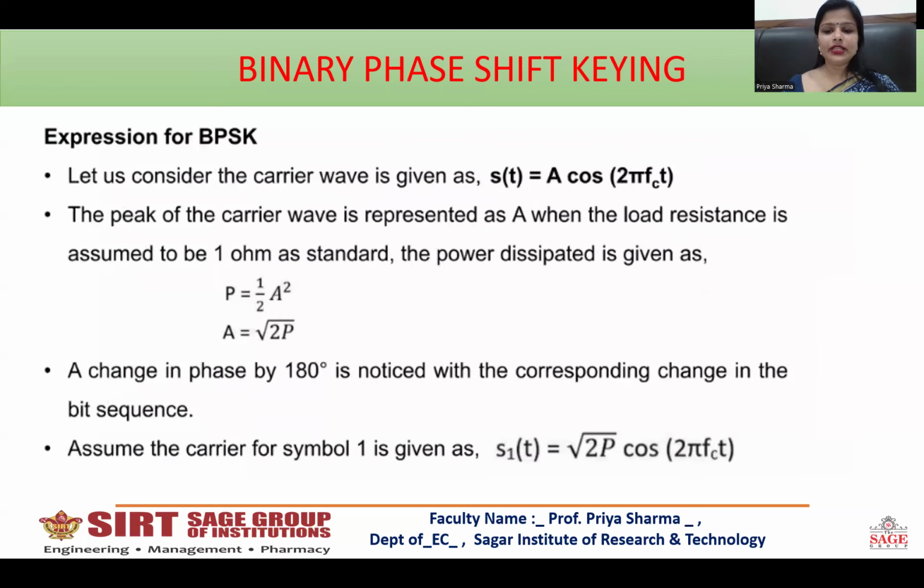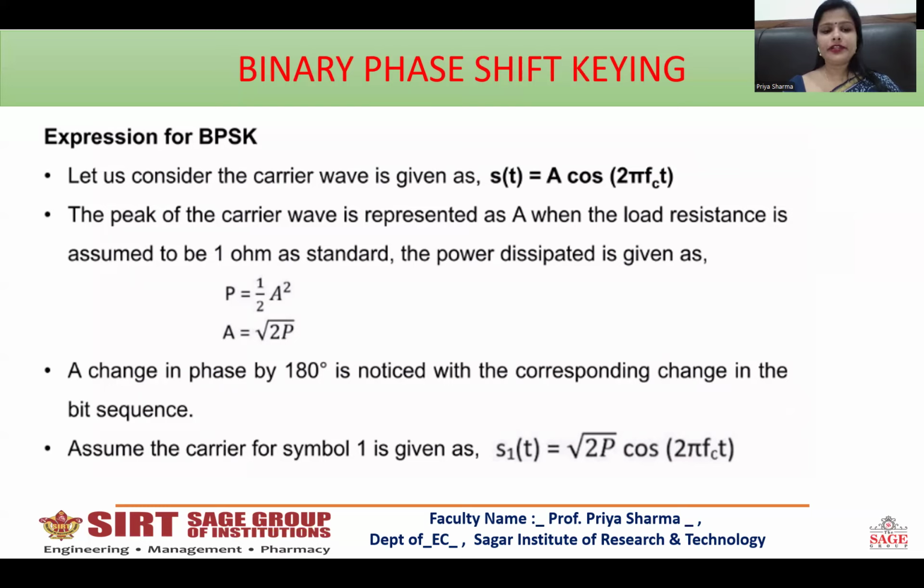Let us see the mathematical expressions for the same. Let us consider that the carrier wave is given as A cos 2 pi fct. The peak of the carrier wave is represented as A, where the load resistance is assumed to be 1 ohm as standard, and the power dissipation is given by half of A square. So we can easily say that A is equal to root over 2P.